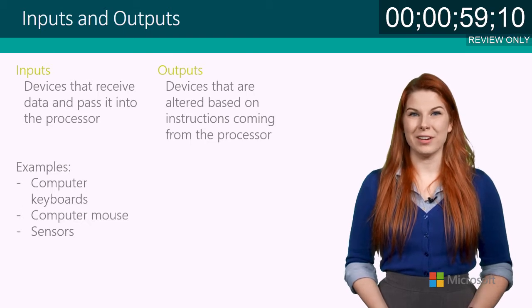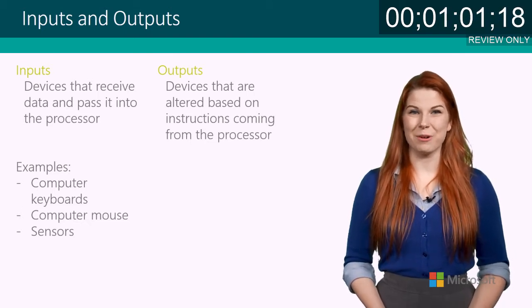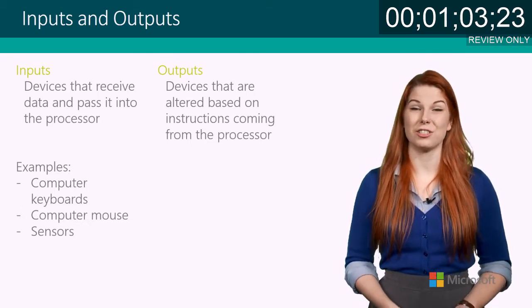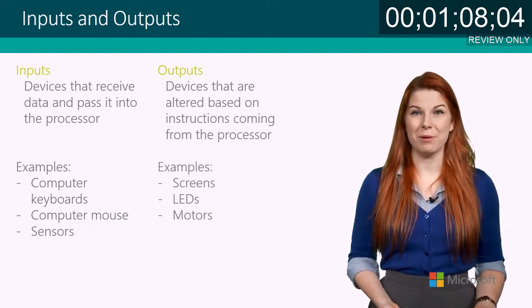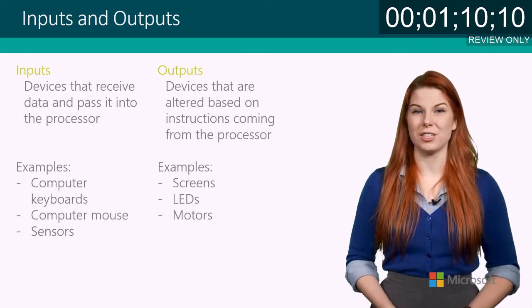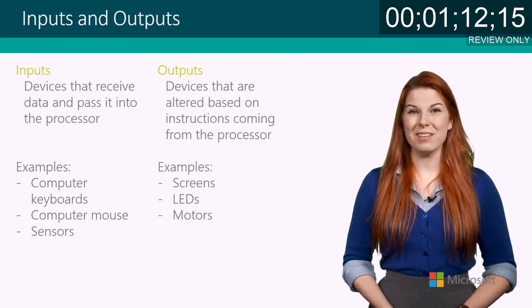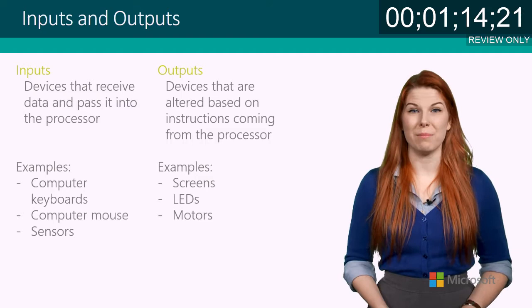Then you have output devices, which are again still connected to your computer but are going to change based on the instructions you send to them. In desktop world, that's your screen. When you type or move your mouse, what's displayed on your screen changes. In embedded system world, maybe that's an LED that turns on or a motor that moves something.